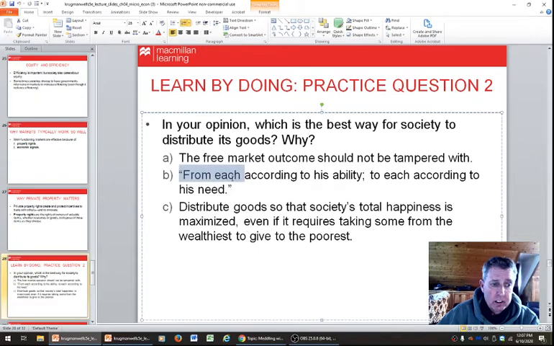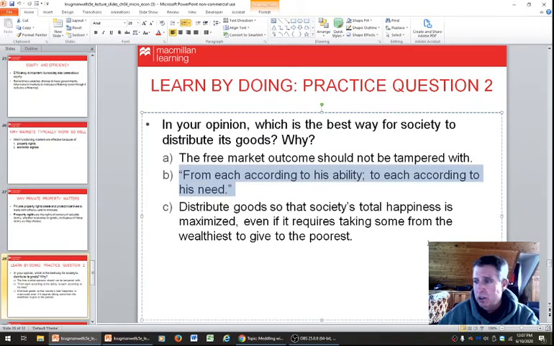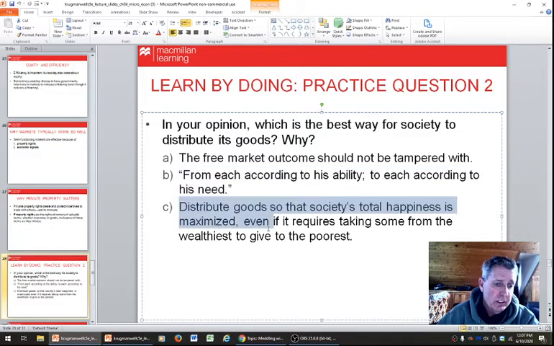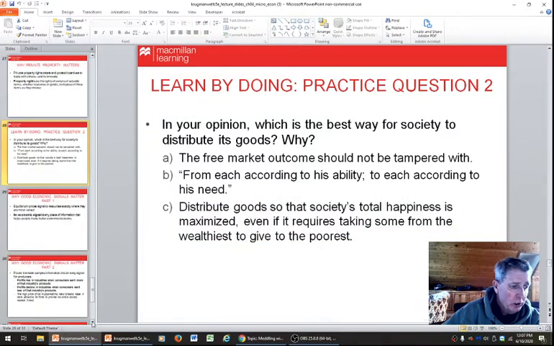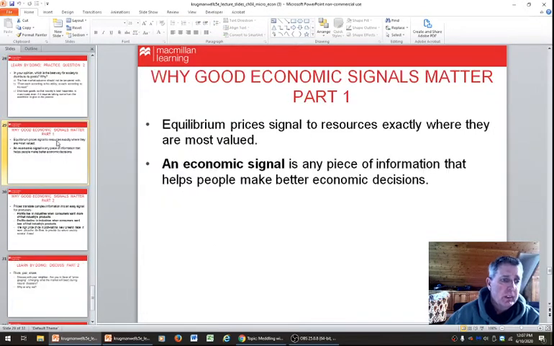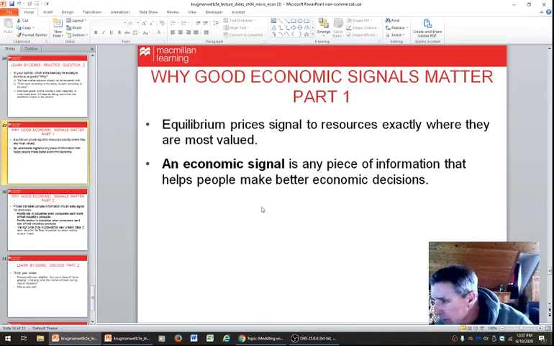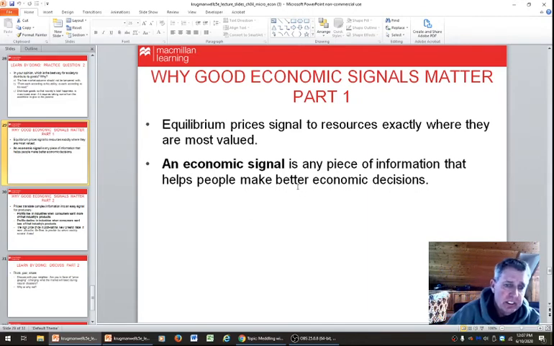Resentment is not a good way to run a government. And that's a lot of what's going on today, is resentment. Doesn't work economically either. Equilibrium prices signal to resources exactly where they're most valued. An economic signal is any piece of information that helps people make better economic decisions. Prices are so important. They signal something.